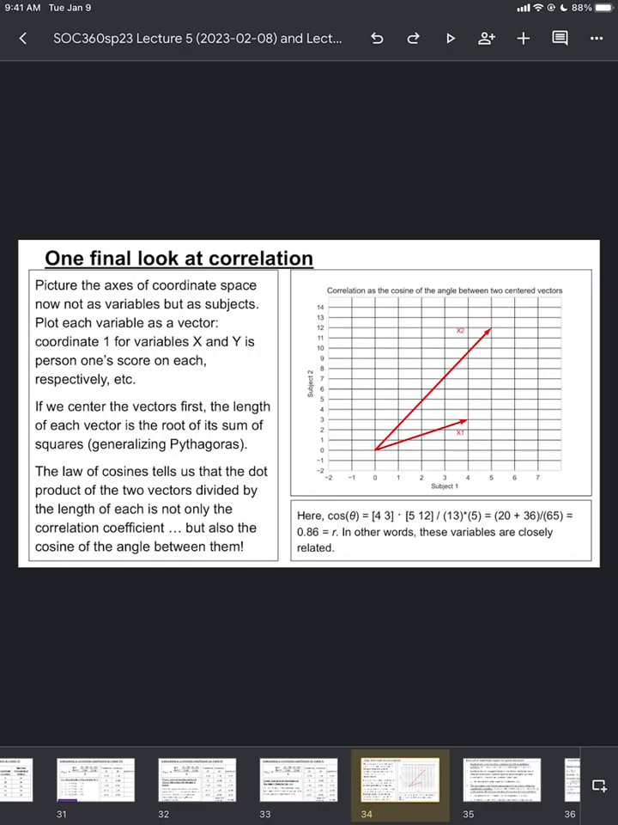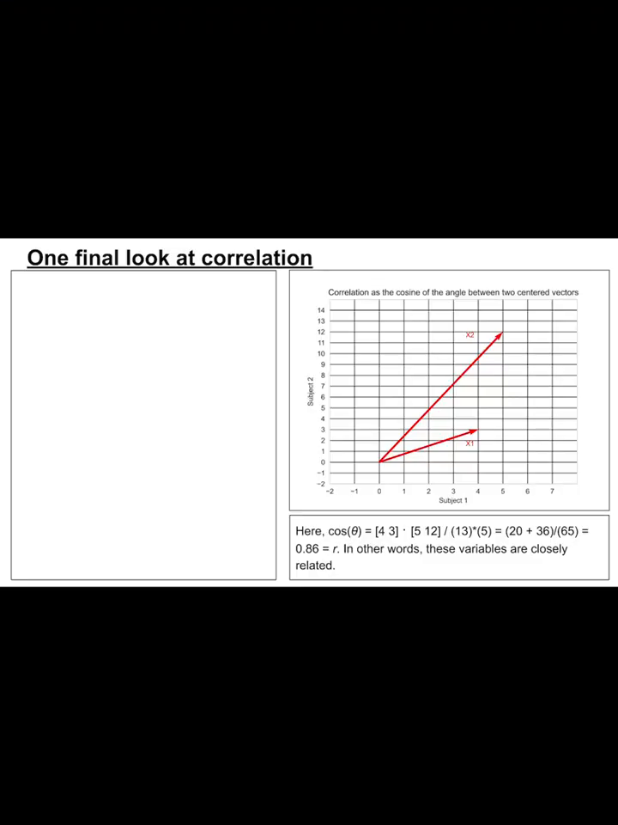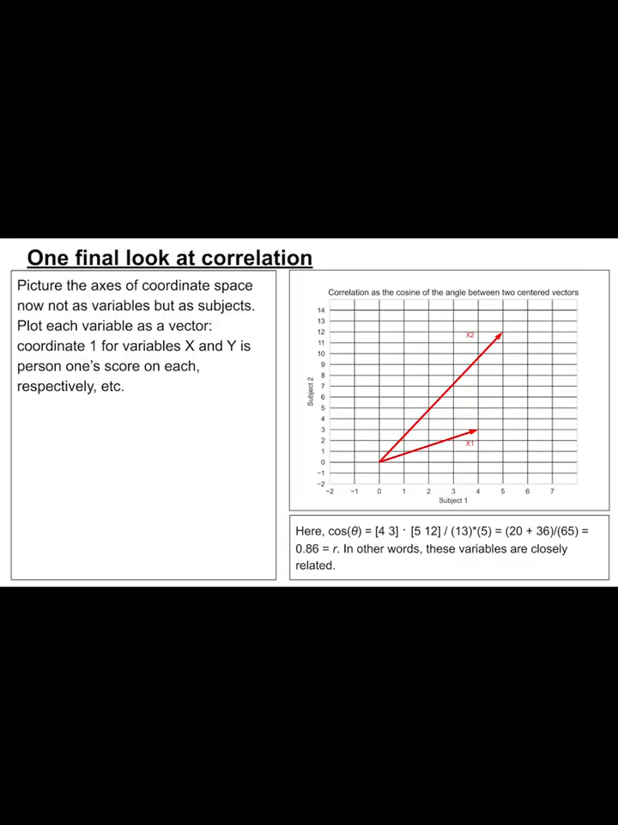Finally, I did briefly want to discuss one more thing here, which is one final look at correlation. This is kind of a crazy idea, but what I want to show you here is that you can also picture the geometry in a totally different way. So what we would do in this case is picture axis 1 as subject 1 rather than axis 1 being variable 1. And we will picture axis 2 as being subject 2. So when we plot a particular variable, the x-coordinate is person 1's score on the variable, and the y-coordinate is person 2's score on the variable.